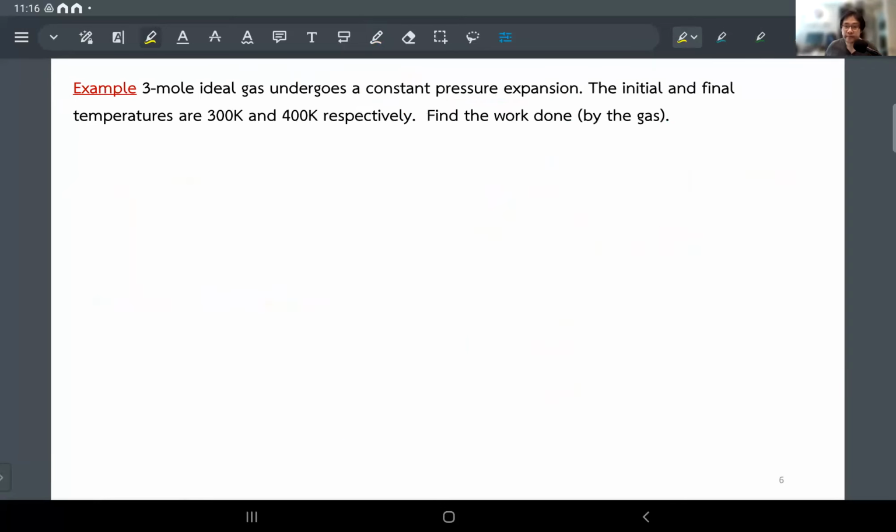So everyone try this. A 3 mole ideal gas undergoes a constant pressure expansion. It's still pretty merciful to us right now. It's still constant pressure expansion. So imagine a horizontal line in the PV diagram as usual. The initial and final temperatures are 300K and 400K respectively. Find the work done by the gas. Everyone do this. If we were to have quizzes, this is it. This is going to be the quiz of the day. But we don't, so that's all right.